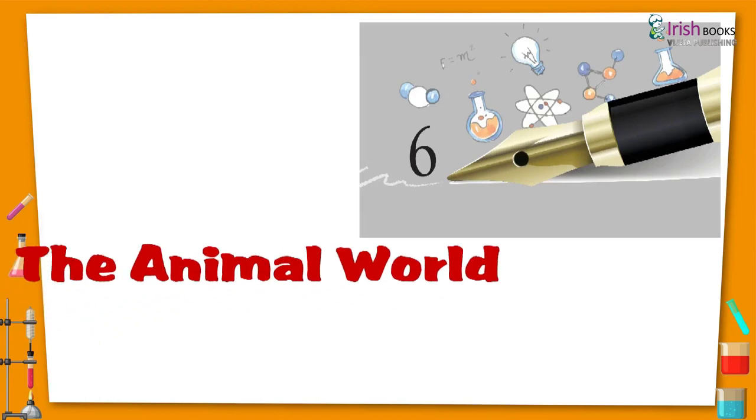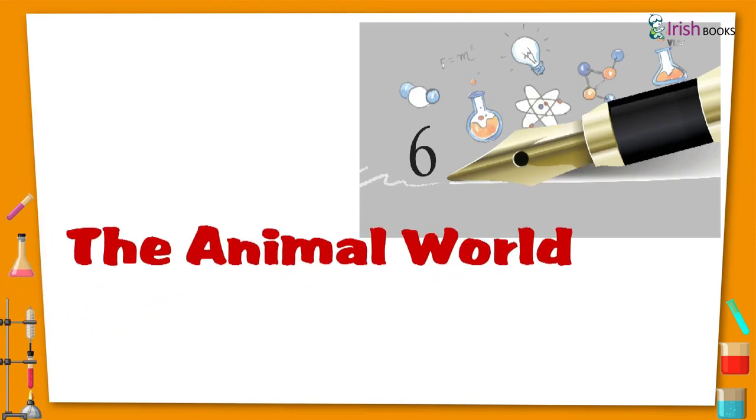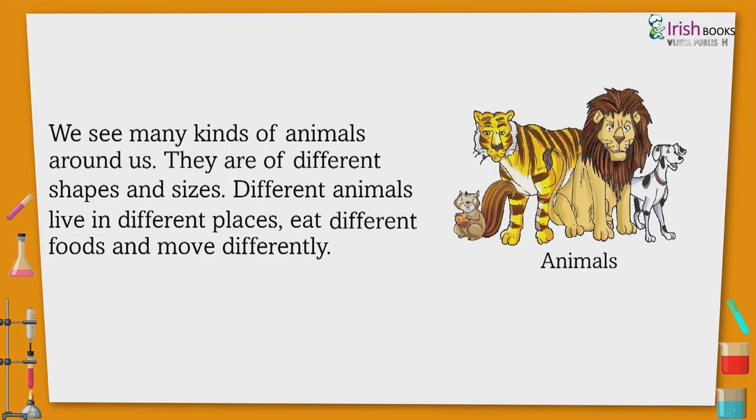Chapter 6. The animal world. We see many kinds of animals around us. They are of different shapes and sizes. Different animals live in different places, eat different foods, and move differently.